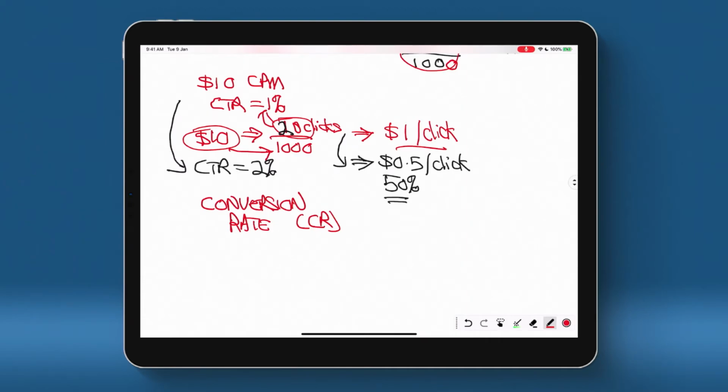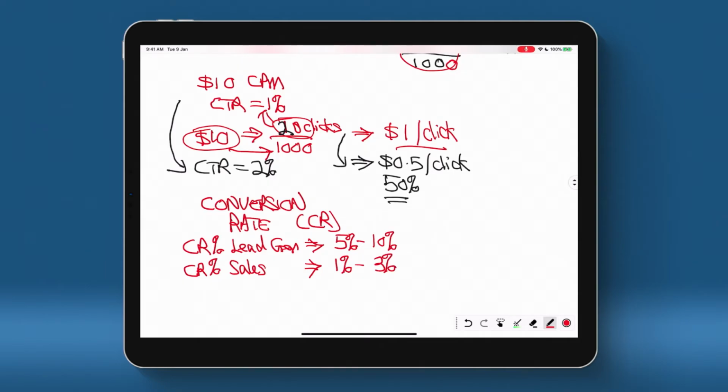So, CR for lead gen is 5 to 10%. CR for sales, which means e-commerce, is 1 to 3%. We're talking about average, of course.